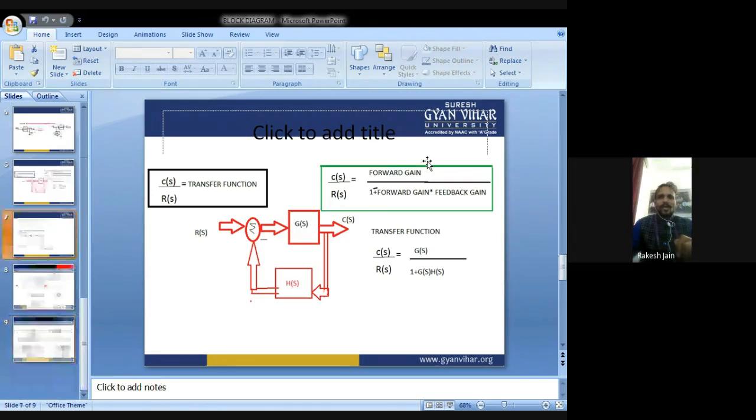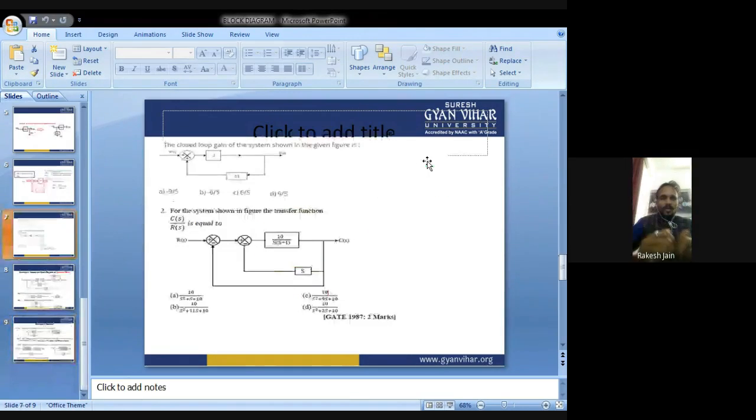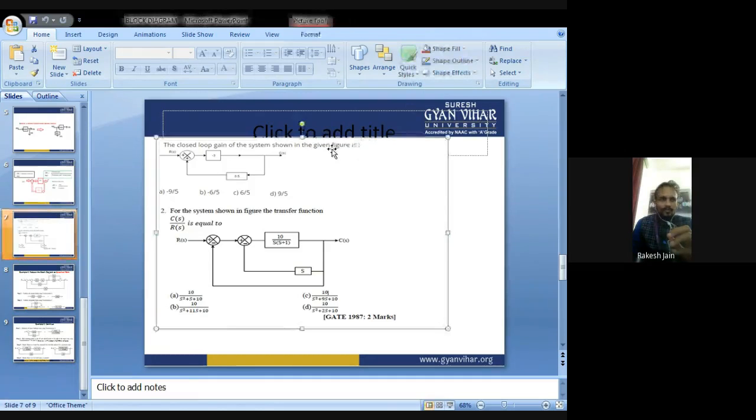So let's suppose there are certain numericals. For example, here you see two numericals. One is a very important numerical because it already came in GATE 1987 as a 2 marks question. So we just copy them and use them in an MS Paint file, and I will tell you how to solve the numerical and how to find out the answer. So now see the MS Paint file.